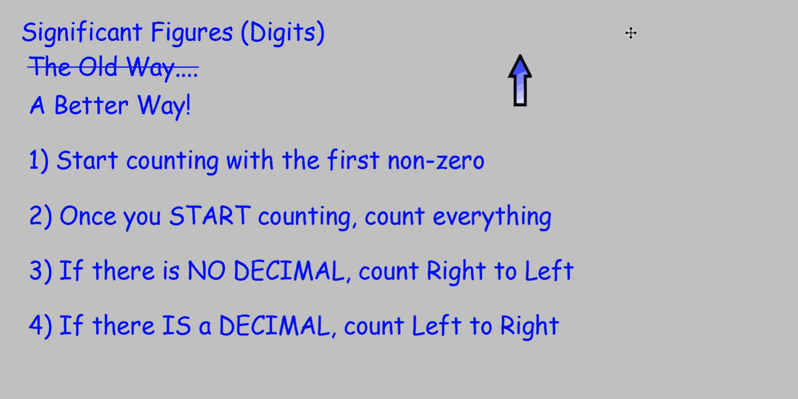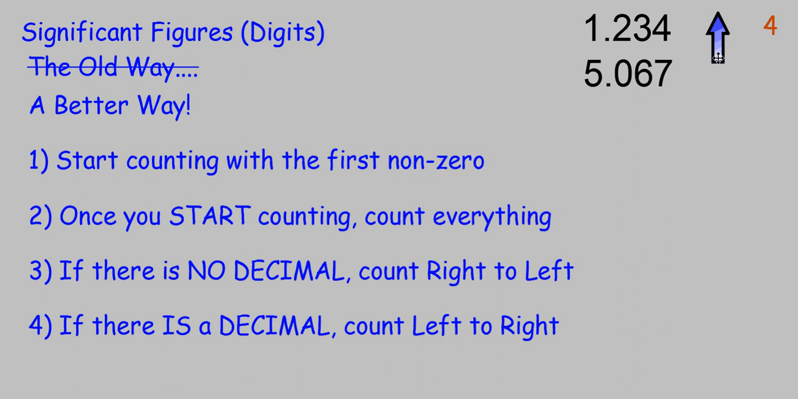So here we go. Let's try this. For our number 1.234, we do have a decimal, so we're going to follow this rule down here. If there is a decimal, we'll go from the left to the right, and we're going to start counting with the first non-zero digit we see. So right away we have 1, 2, 3, 4. So our number of significant figures is 4. On this next example, we have a decimal point also. So I'm going to count from left to right. So we have 1, 2, 3, 4. Once we start counting, we keep counting everything.